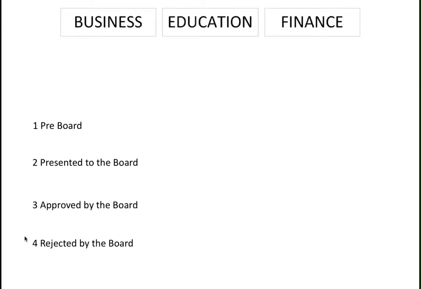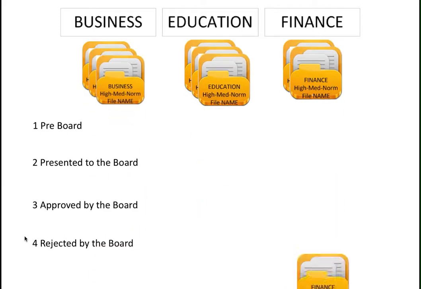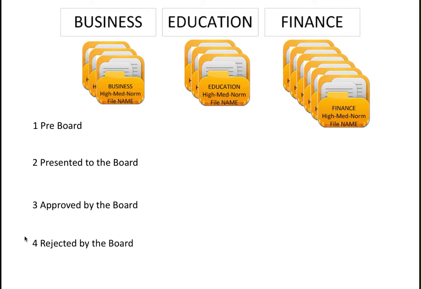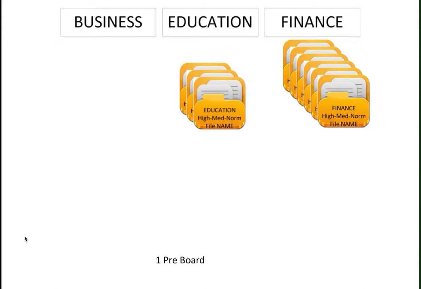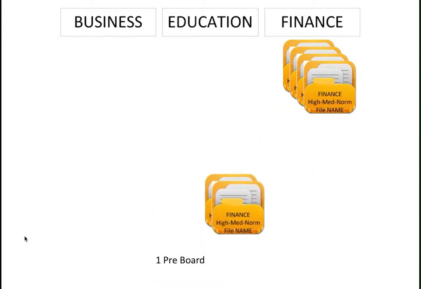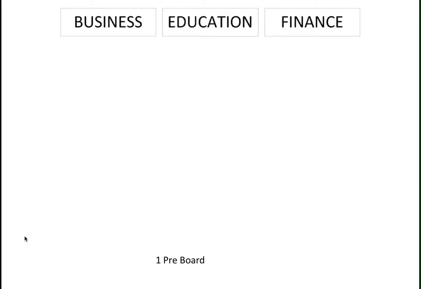So we've got the business, education and finance sections, and we've got pre-board, presented to board, approved by the board and rejected by the board. So the different elements within the business can populate the papers that they believe need to be presented to the board as and when they generate them. They can post them into the pre-board folder as and when. There's no predetermined time, and it's more sensible to do it when it's relevant and they're working on it. So they're posting it into a single folder, which is pre-board papers.